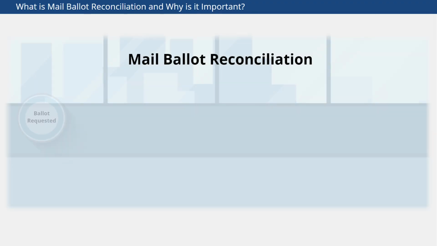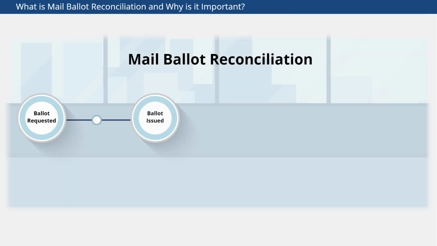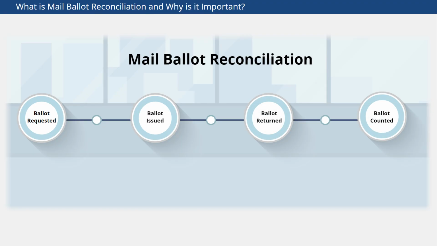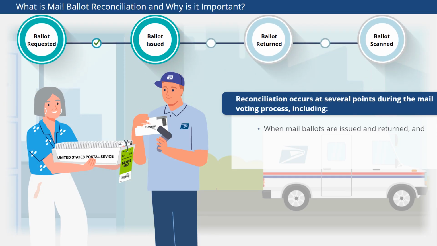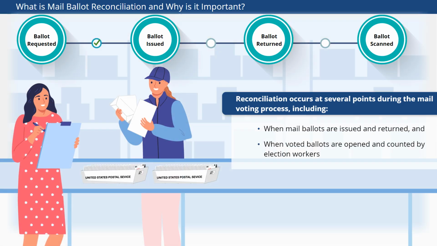Mail ballot reconciliation is the process election officials use to keep track of each mail ballot that has been issued to a voter. If an application is required to receive a ballot, reconciliation keeps track of those records too. Reconciliation occurs at several points during the mail voting process, including when mail ballots are issued and returned, and when voted ballots are opened and counted by election workers.